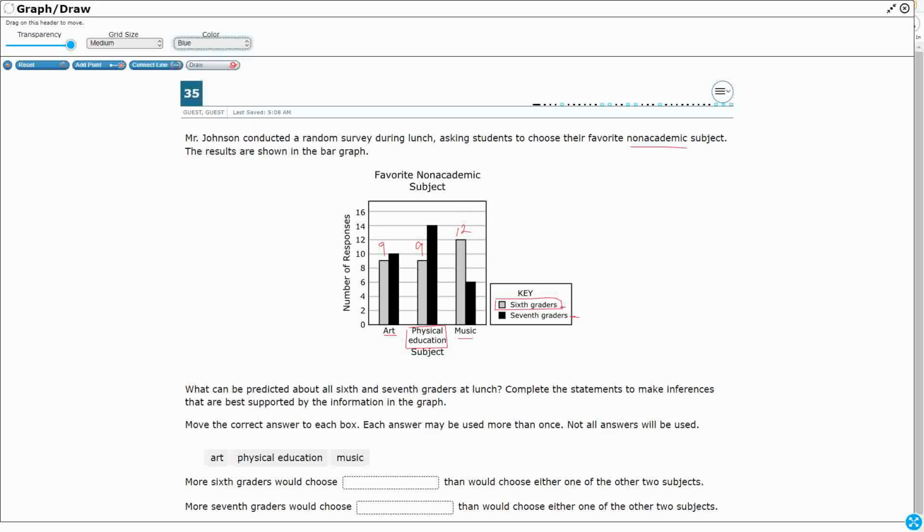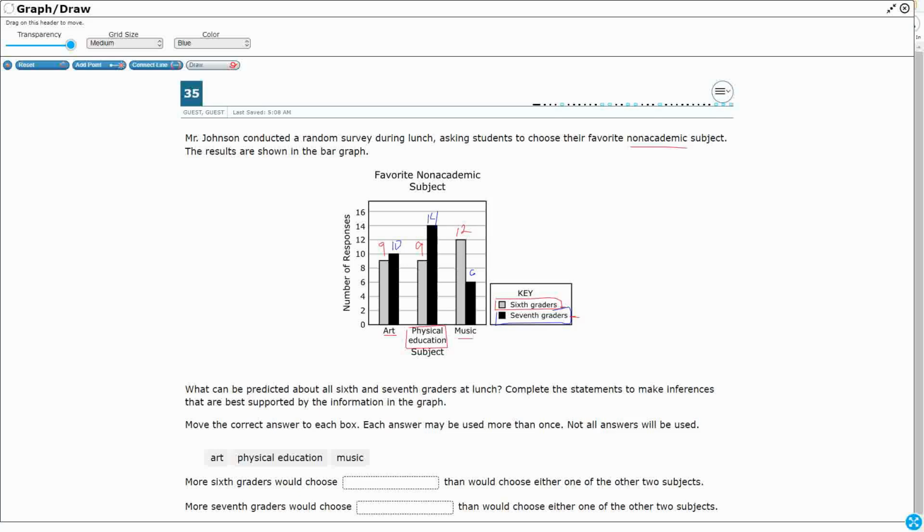Switch over to blue for our 7th graders. And they have a little bit more in art, 10. Their PE is definitely a lot more. That's their most favorite. And then they really don't like music. That's 6. All right, so we've got numbers here.